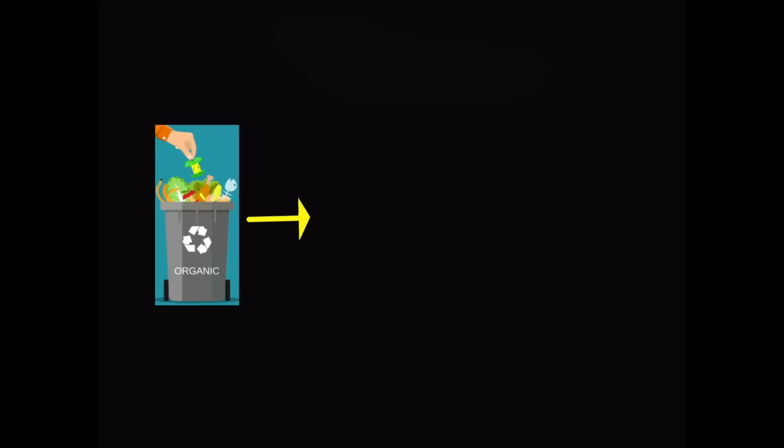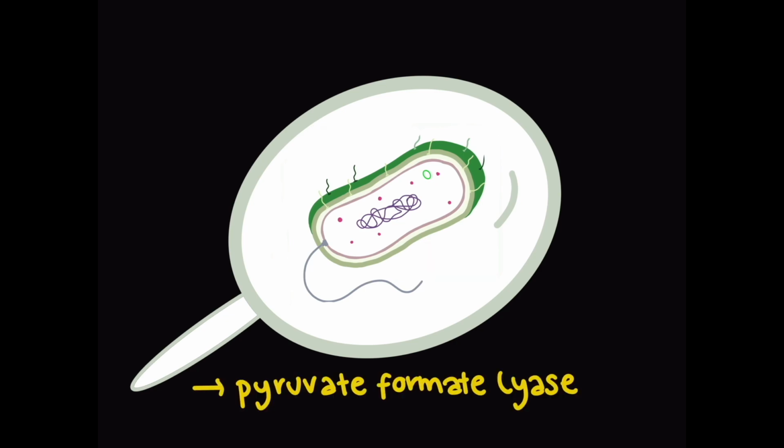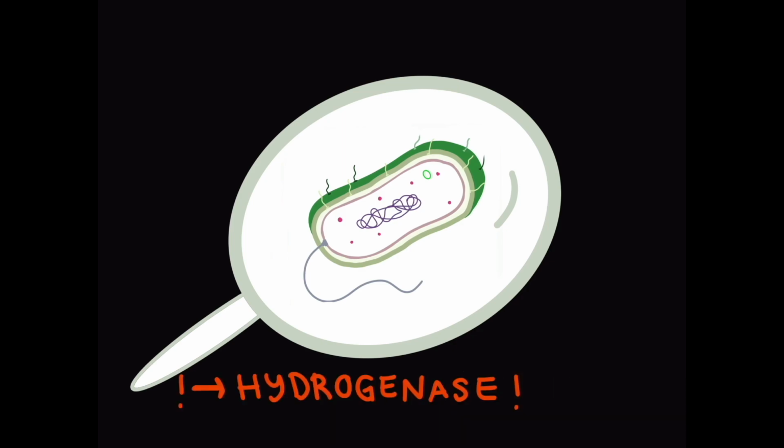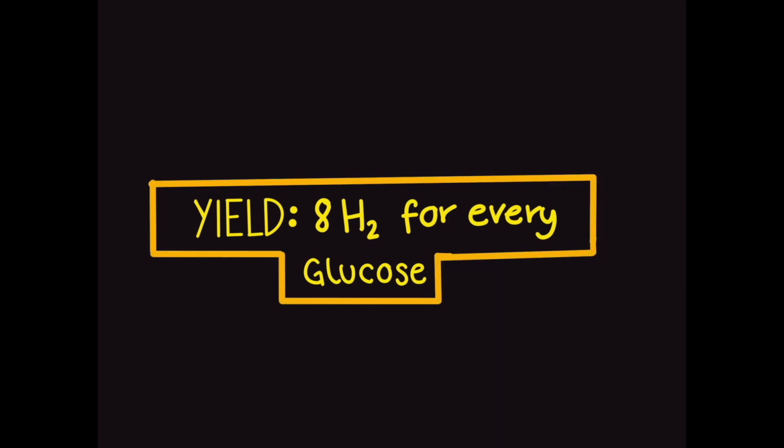Organic waste is fed to E. coli in an anaerobic environment. This video will focus on the processing of glucose within the bacteria. This is generally a 5-step process involving 3 main enzymes: pyruvate formate lyase, formate dehydrogenase, and the most important one, hydrogenase. All in all, this reaction produces 8 hydrogen molecules per molecule of glucose. This is a ratio of 16 hydrogen for 6 carbon.